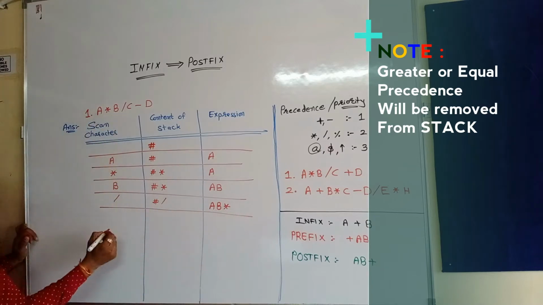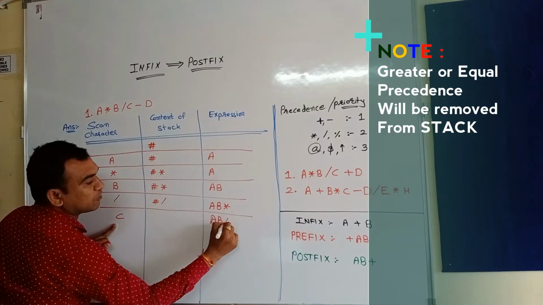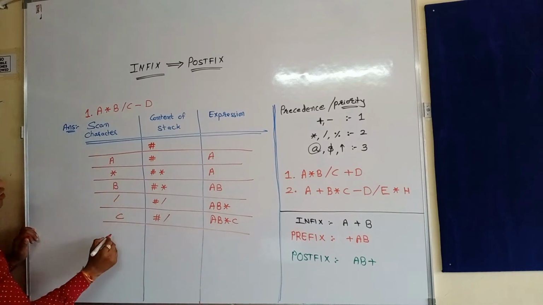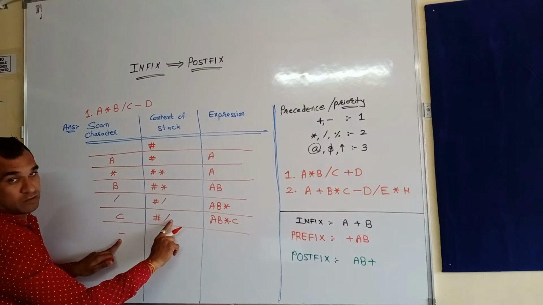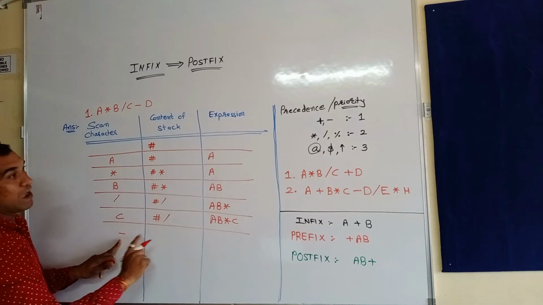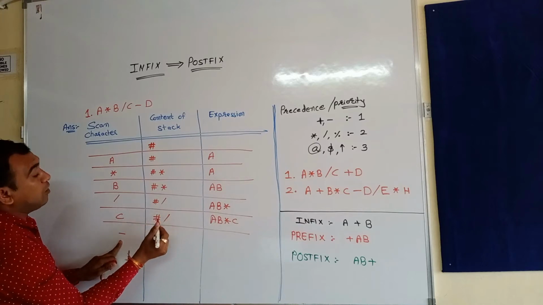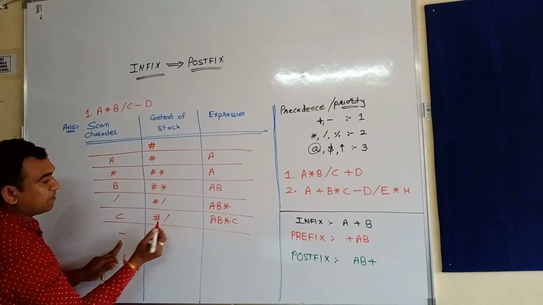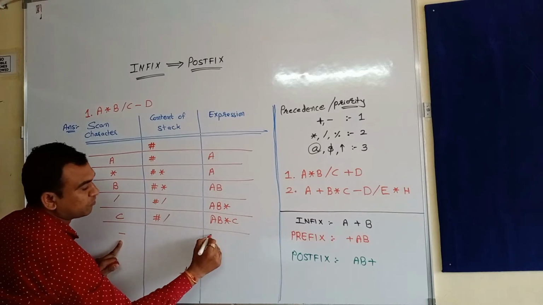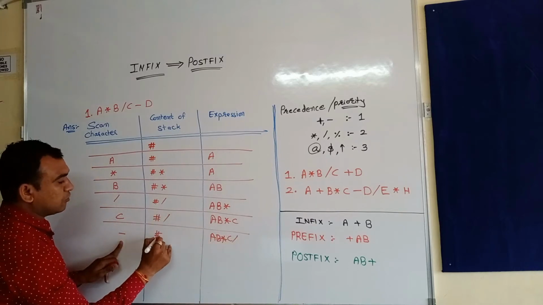After division, we have C. Whenever an operand comes, we directly put it into the expression. So the expression is this, and the stack continues. After that, we have minus. Minus is compared with the stack. Division has precedence 2 and minus has precedence 1. Here, division has greater precedence; minus has only 1. So our rule was greater or equal precedence is removed from the stack. So division is removed, the stack is empty, so minus comes into the stack.